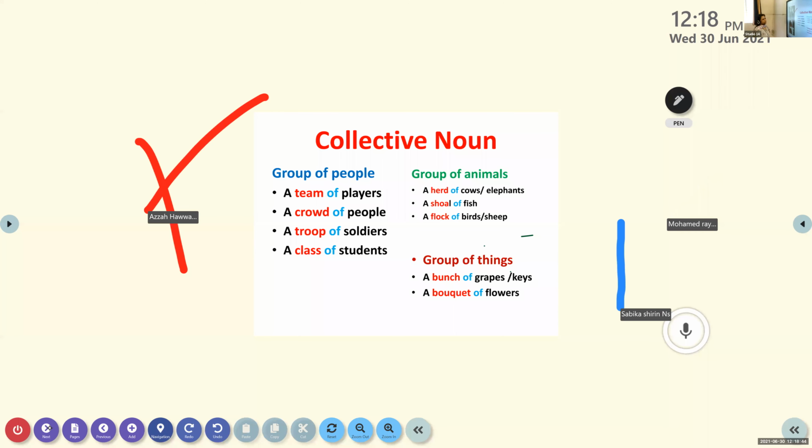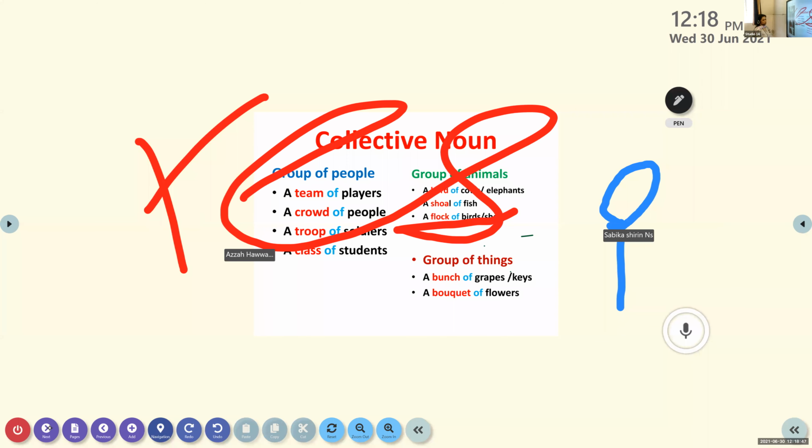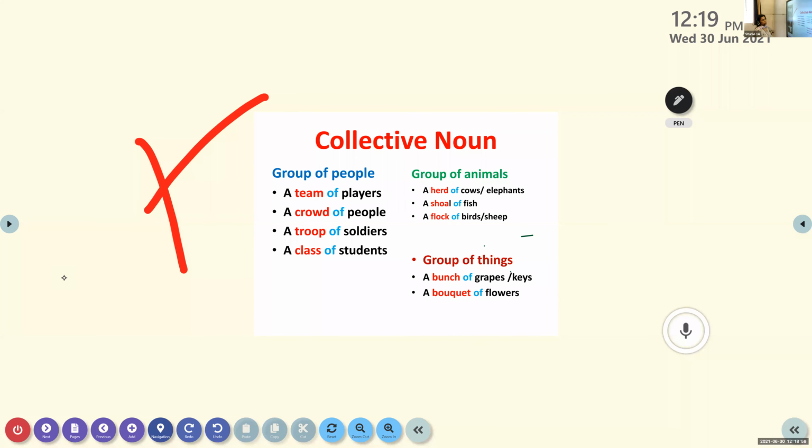Now, all of you, children, I told you not to touch the board. Azahava, I told you, when you touch the board, your name is visible here. Why are you touching the board, my dear children?